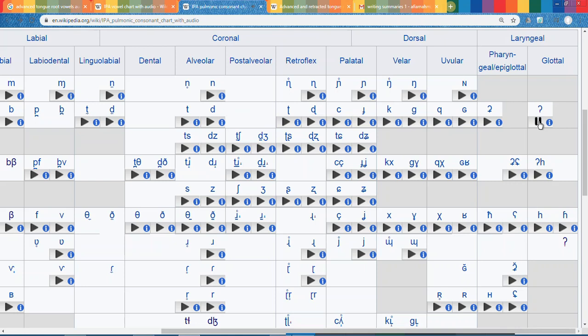ah, ah, pa, pa, pa, pa, ha, ha, ha, aha, ha, aha, ah, ah, ha, aha.